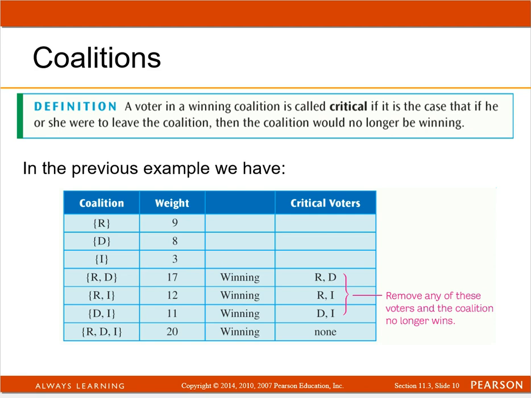Okay, we're back to the coalitions, and it's that same example with the Republicans and the Democrats and the Independents. And once you have decided the winning coalitions, what you do is you look at each person that's in the coalition, or each voter, or each voting group. Each voter or group is called a critical voter if it is the case that if they left the coalition, then the coalition would no longer be winning.